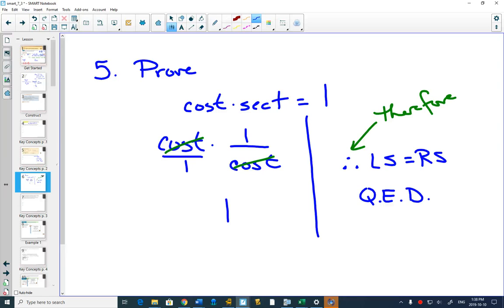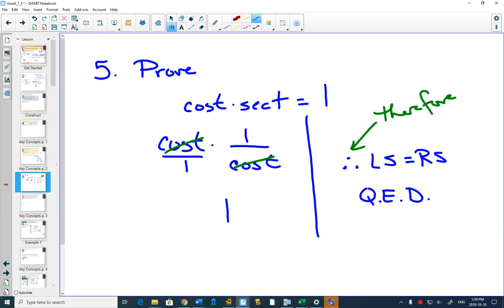Quod erat demonstrandum. Something like that. That's probably really bad Latin. But it means what was asked for has been demonstrated. So we demonstrated what was asked for, that this was equal to this. Okay?